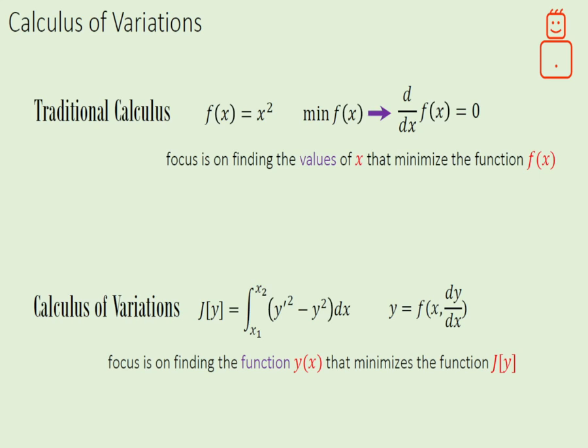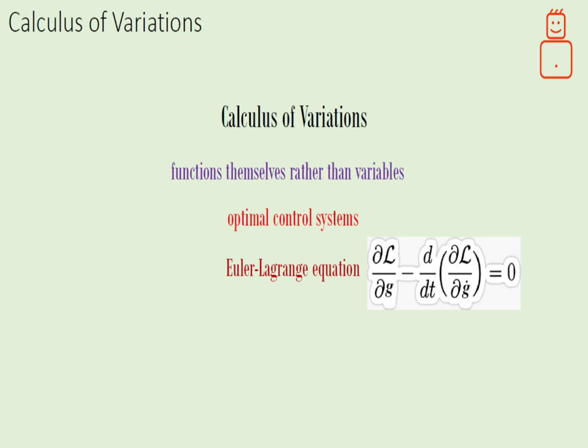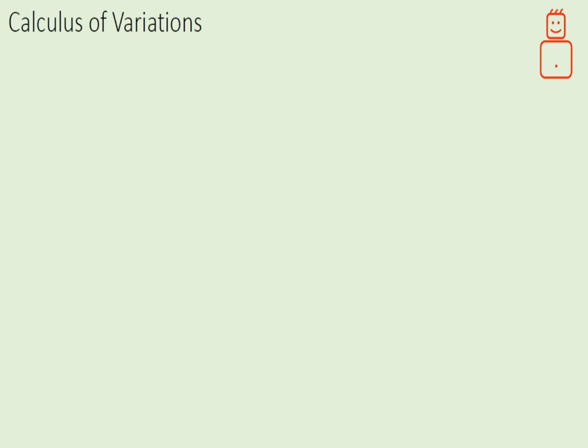In essence, while traditional calculus deals with functions of variables and their derivatives, calculus of variations extends to functions of functions, aiming to optimize integrals involving these functions. These differences showcase how calculus of variations delves into optimizing functionals rather than functions, providing a powerful framework for solving problems that involve optimizing quantities defined in terms of functions, leading to solutions involving entire functions rather than specific values. One application of calculus of variations is optimal control systems, where the Euler-Lagrange equation plays a big role. Let us derive this interesting equation.